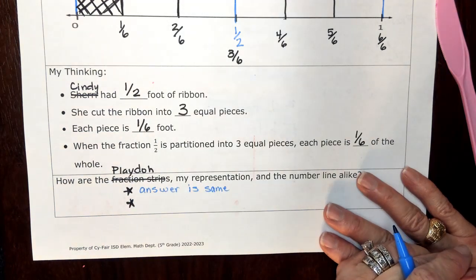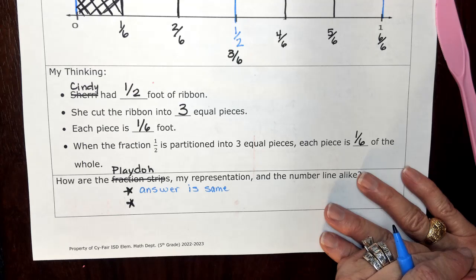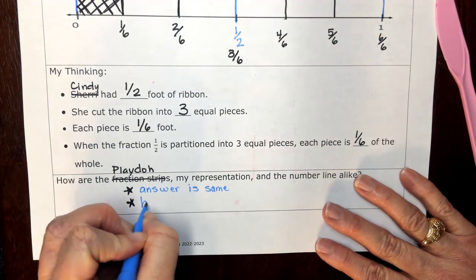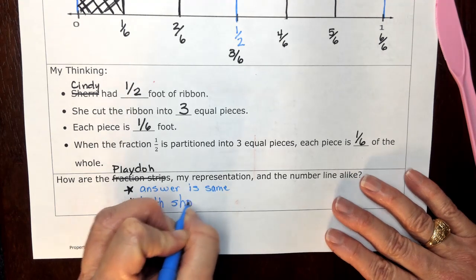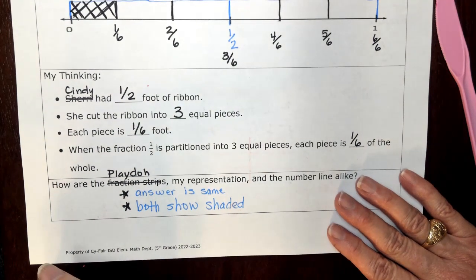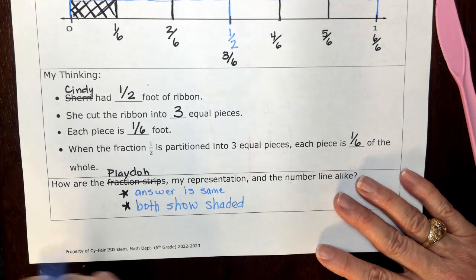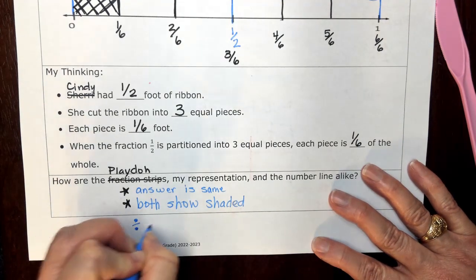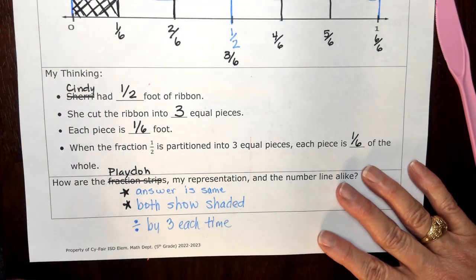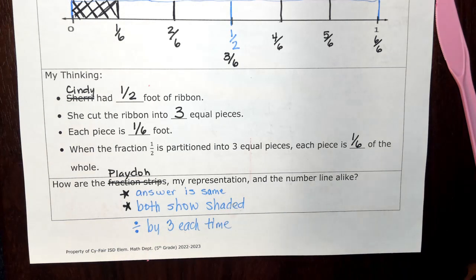What else are you noticing? Peyton? They both show part. What part is shaded? Grayson? We're dividing by 3 each time. Okay. Anything else? Jagger? On every single one we've done of these, we divided by 3 each time. Yes, so we've taken the whole, we've divided by 3, okay?